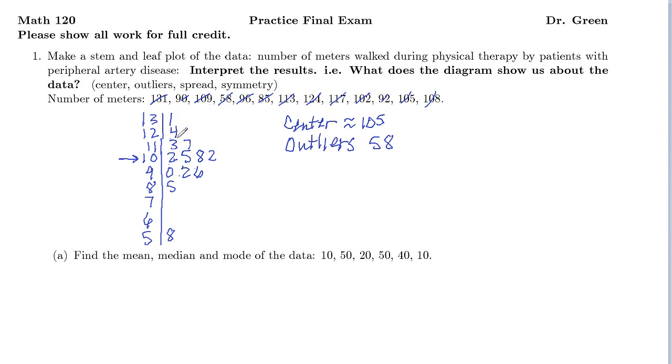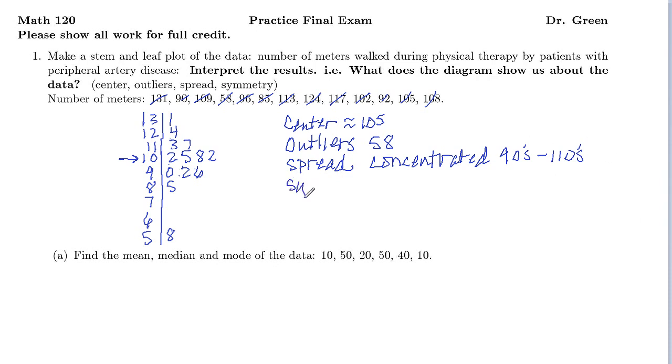Spread of the data, this data is pretty concentrated here. I mean, you've got that one outlier, but it's spread from the 90s to the 110s. So we could say concentrated, 90s to the 110s.